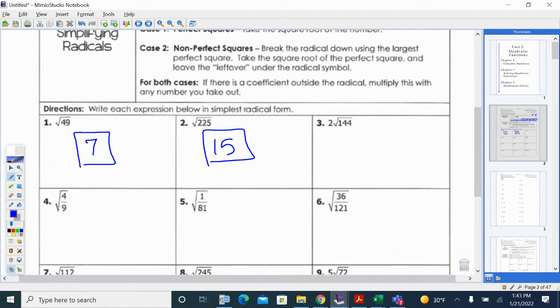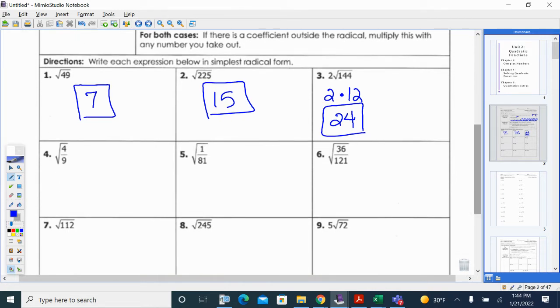On the third one, the number that's under the radical, the 144, is a perfect square, but you have a number in front of the radical. So what happens here is when we take the square root of 144, which is 12, you have to multiply that 12 times the 2 to get the final answer here, which is 24. Number 4 and 5 and 6 are all perfect squares.